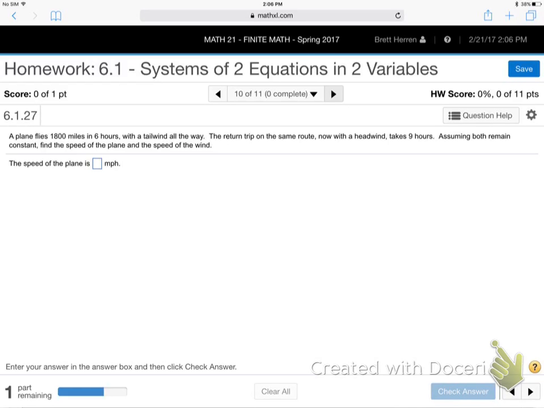Okay, so here's a real word problem. Now, number 10 and number 11 are real word problems. We need to do those, and then we'll go on to the next section. A plane flies 1,800 miles in 6 hours with a tailwind all the way. The return trip on the same route, now with a headwind, takes 9 hours, assuming both remain constant. Find the speed of the plane and the speed of the wind.